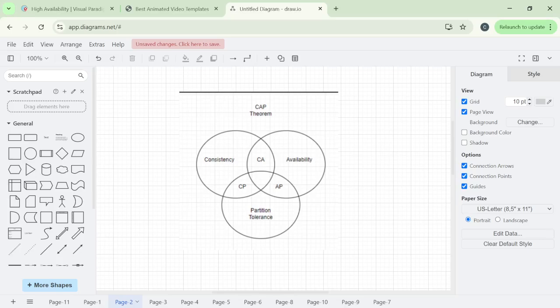Together with this, we also need to understand what partition tolerance is. Partition tolerance is a foundational concept in distributed systems. It means your system can continue operating even when parts of the network can't communicate with each other. Imagine your infrastructure spread across regions or data centers. Now picture a network issue that causes some nodes to lose contact. That's called a network partition.